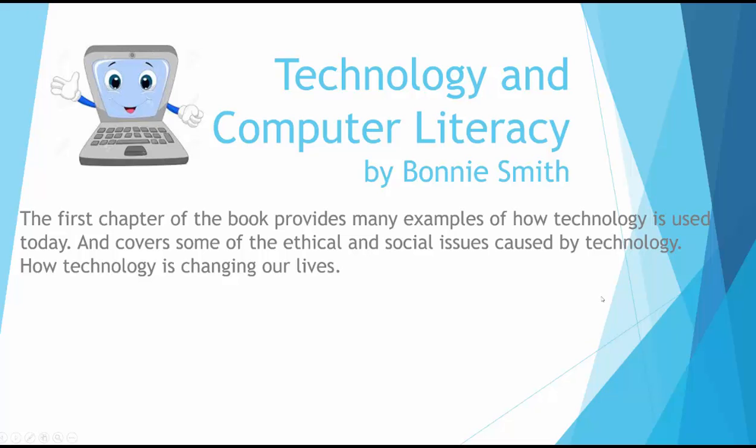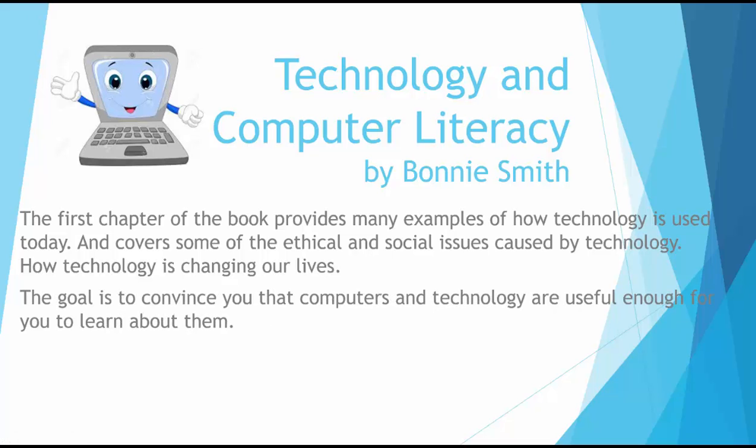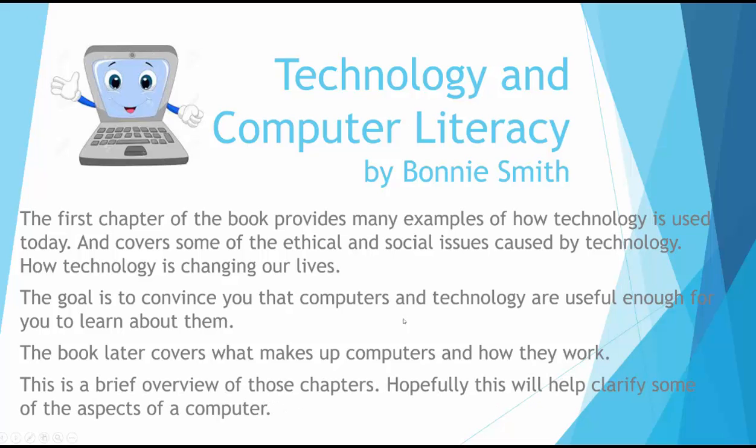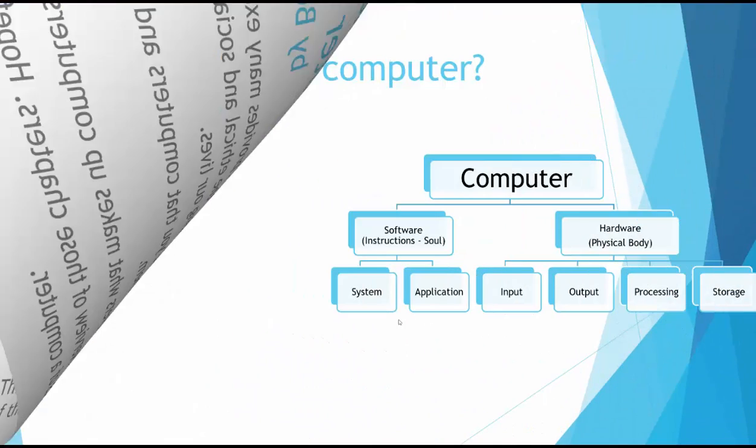The first chapter of the book provides many examples of how technology is used today and covers some of the ethical and social issues caused by technology, how technology is changing our lives. The goal is to convince you that computers and technology are useful enough for you to learn about them. The book later covers what makes up computers and how they work. This is a brief overview of those chapters. However, hopefully this will help you clarify some of the aspects of the computer.